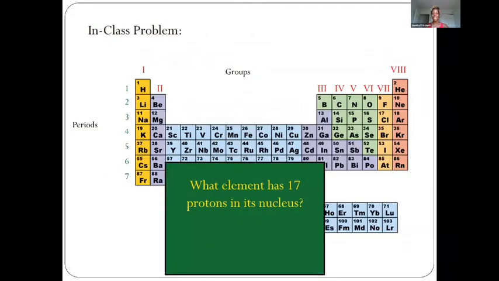So let's try a few examples. On this slide, it says, what element has 17 protons found in the nucleus? So remember, 17 represents the same as our atomic number. So we would look at our periodic tables and find which element has an atomic number of 17. When we do so, we can see that chlorine would be our desired element. Again, make sure you're looking at the whole number found in that chemical symbol cell, and not the number with the decimal points.